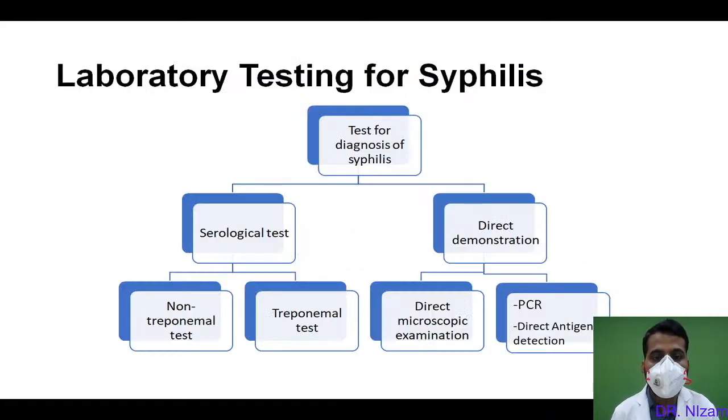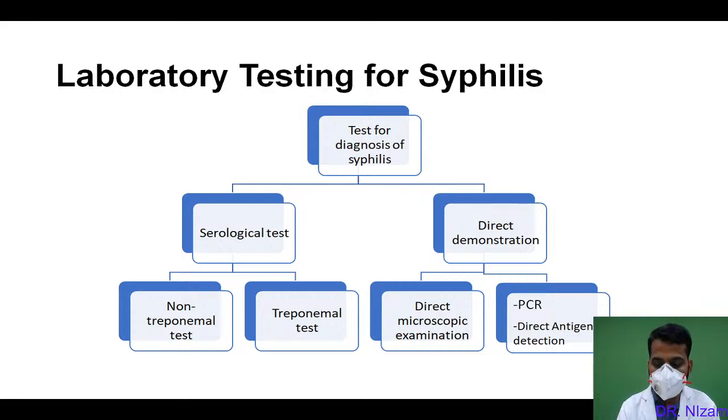Coming to the laboratory diagnosis of syphilis, as we all know, it is divided into serological and direct demonstration. In direct demonstration, we have microscopic confirmation, PCR, and antigen detection. In serological diagnosis, we have non-treponemal and treponemal tests. The next slides will cover serological and direct demonstration, one slide each.